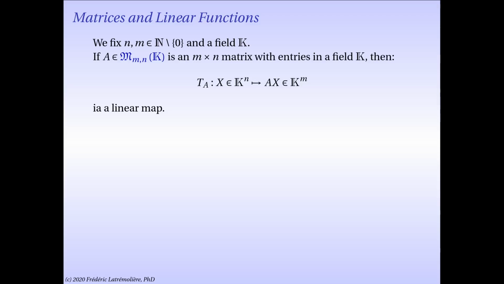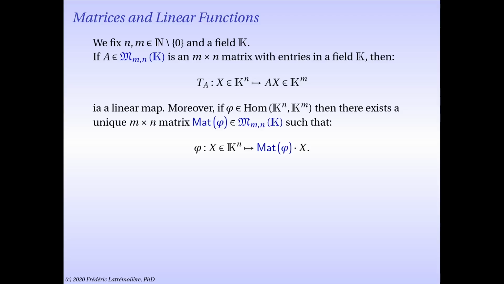If A is an m by n matrix with entries in k, then the map T sub A, which sends a vector x in k^n to A times x, is a linear map. Moreover, if phi is a linear map from k^n to k^m, then there exists a unique m times n matrix A, such that for all vectors x in k^n, the vector phi of x is A times x. We denote A by Mat of phi.